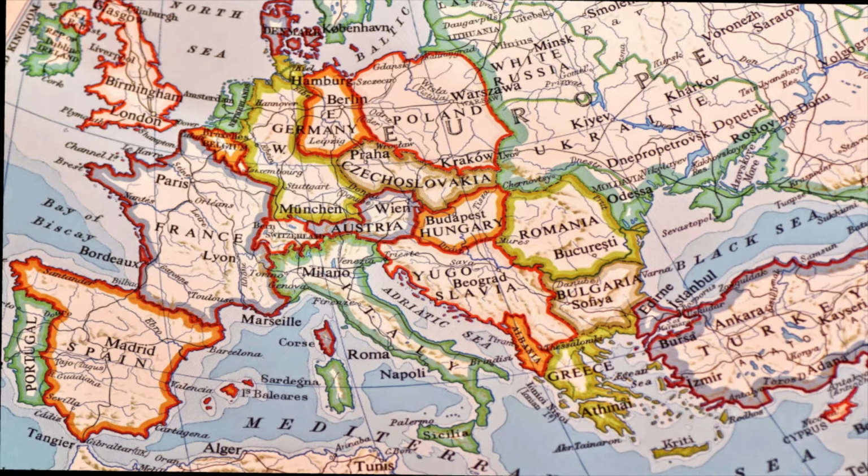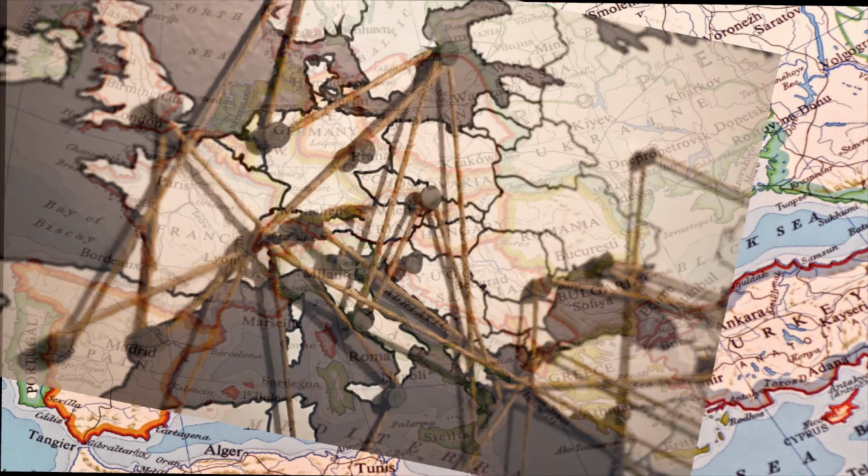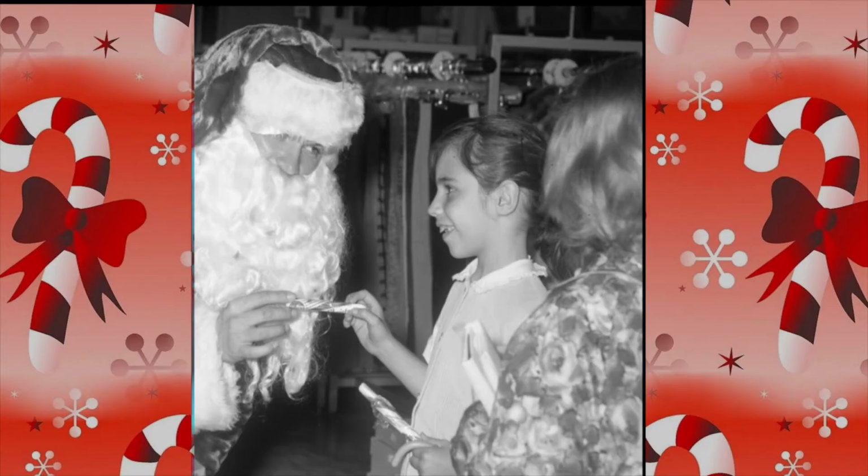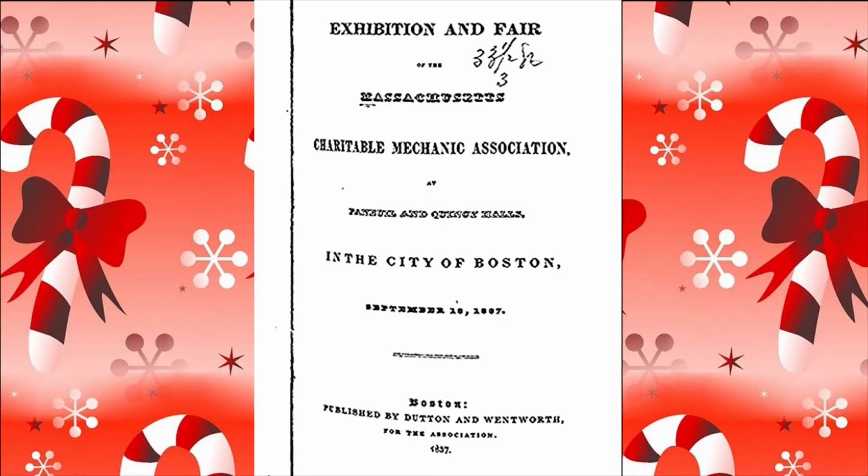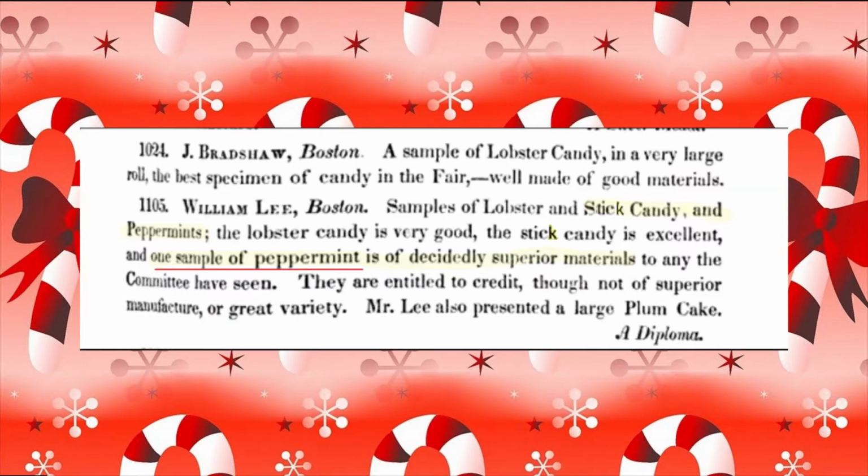That tradition then spread outwards to other parts of Europe where the candy was handed out during the reenactments of the nativity scene. A record of the 1837 exhibition of the Massachusetts Charitable Mechanic Association mentions a stick candy among one of the confections being judged that year.